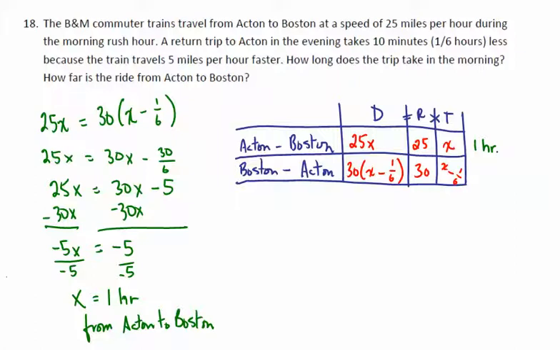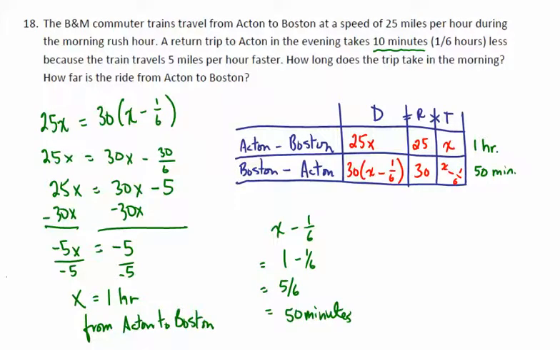All right, so once we know that, then we can figure out what the time from Boston to Acton is. So Boston to Acton is x minus 1/6, which is 1 hour minus 1/6 of an hour, which is 5/6 of an hour. We know that 1/6 of an hour is 10 minutes, and so that's really 50 minutes. But we knew that because the problem originally told us that the time was 10 minutes less. So we could have used that also. So 50 minutes to get back home in the evening.